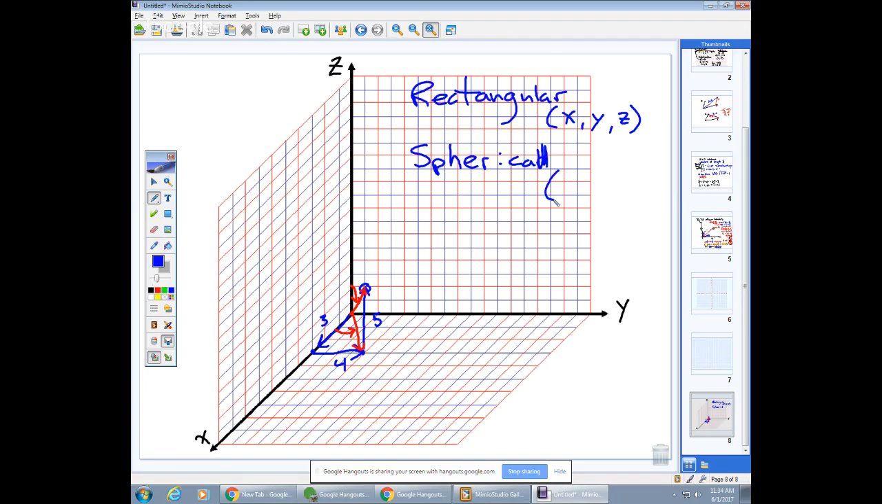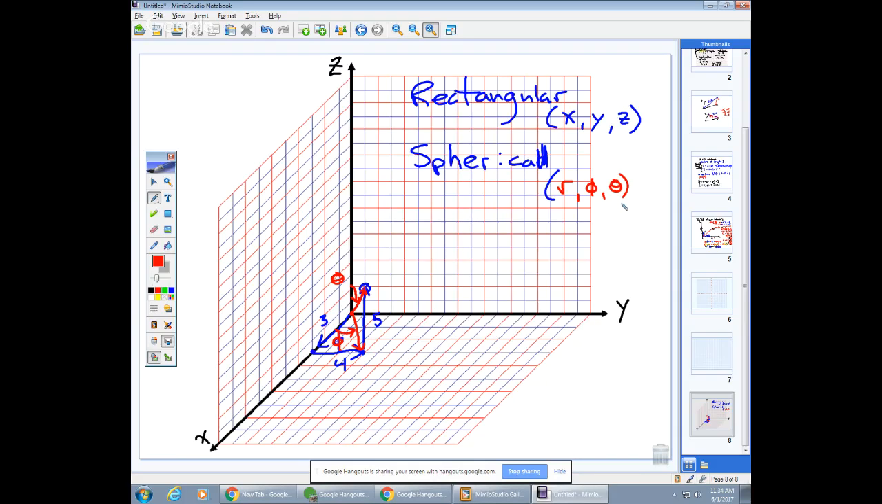Spherical. And spherical coordinates are given in terms of angles. So I think this angle down here is usually called phi. Oops, I should have drawn you in red. This angle up here, I believe, is usually called theta. And then we have r, the distance out from the origin. So sometimes you'll see r, phi, theta coordinates to get to the same point.